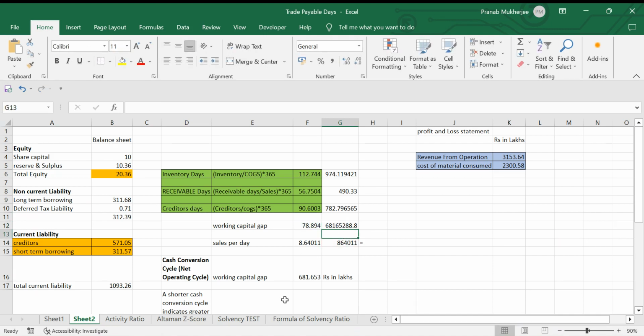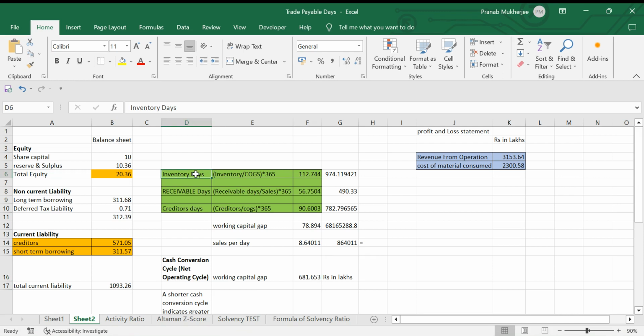We also calculate the cash conversion cycle, which is the working capital gap conversion cycle. It comes out to be 680.653. So 6 crore, almost 7 crore of funds they need to run their business in the given scenario. Whatever the number of inventory days and receivable days they are taking, they actually need almost 7 crore of funds. So this was the activity ratio.